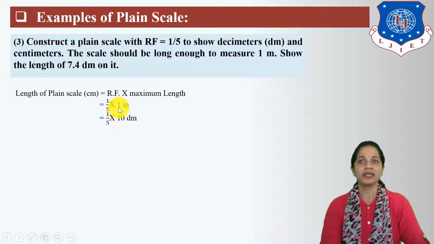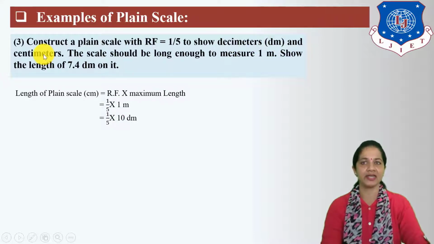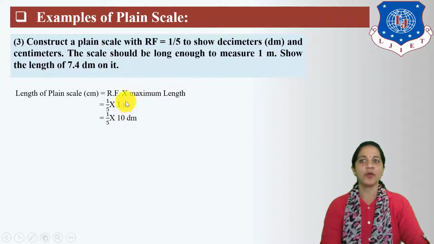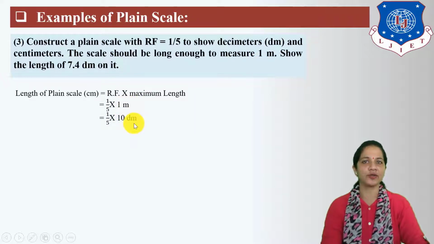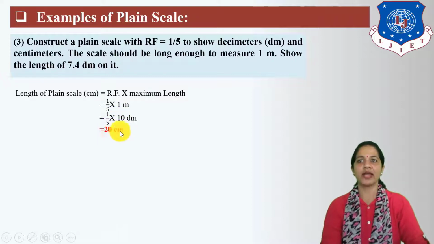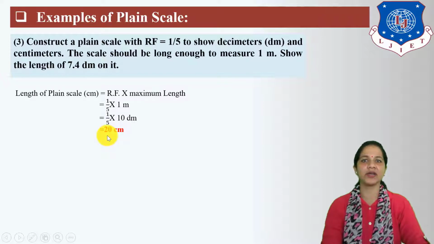Now here the scale is for decimeter and centimeter and maximum length is given in meter. So the meter length is converted into decimeter, and we know that 1 meter is equal to 10 decimeter. So here multiply with 10. Now the answer in centimeter is 20 centimeter.